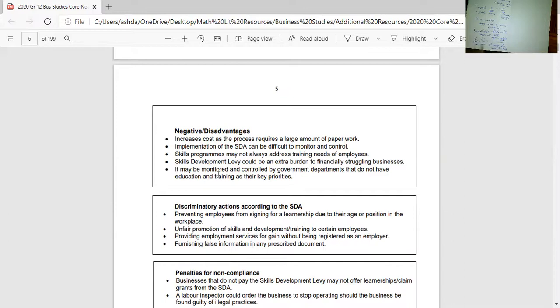Then if you are not skills development compliant, then you cannot offer any learnerships because there is no skills development levy.